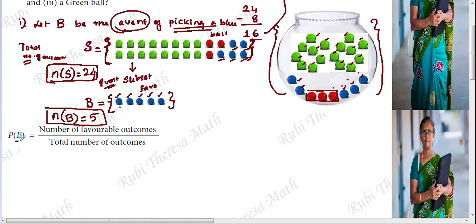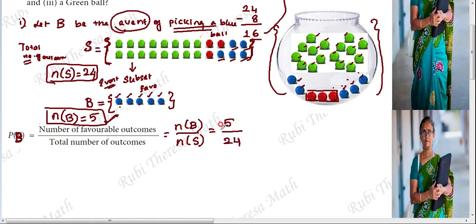ஓகேவா? So P of E நம்ம இங்க என்ன event எடுத்துக்கொண்டோம்? P of B. We have chosen the letter B. Let B be the event of picking a blue ball. So P of B equals, what is the number of favorable outcomes? This is the favorable. So N of B divided by total number. Total number is nothing but the sample space count. So N of S, N of B by N of S. N of B equals 5 and N of S equals 24.